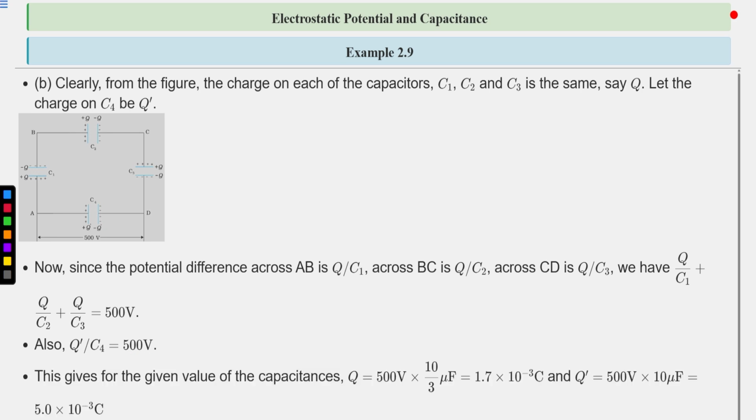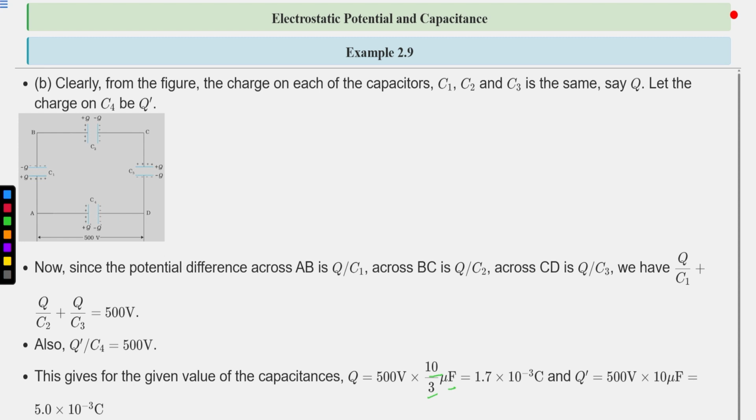Now if we take Q common from Q by C1 plus Q by C2 plus Q by C3, it becomes Q times 1 by C1 plus 1 by C2 plus 1 by C3, which is equal to 1 by C dash, where C dash is the equivalent capacitance of the series combination. So this is the formula for that, and C dash will be 10 by 3 microfarad.